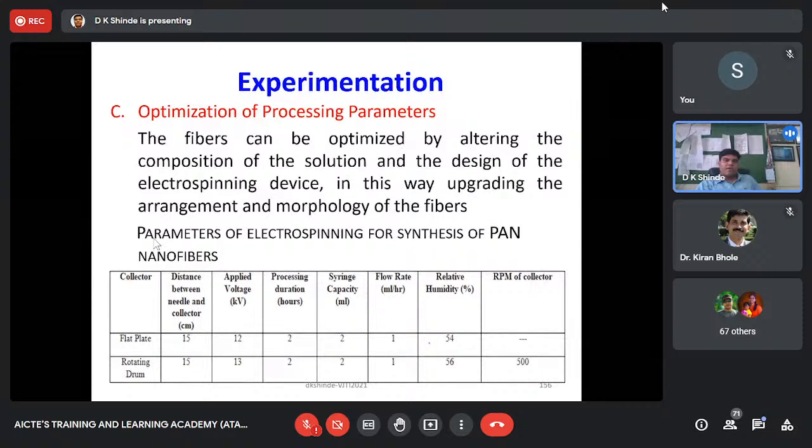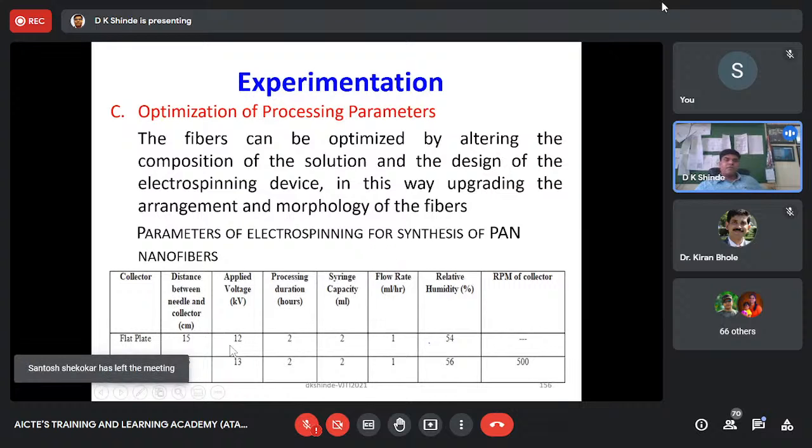So we have optimized some of those fiber electrospinning with the help of flat plate and drum plate collectors. These are the optimized parameters which we have set so far and published this research in the Vasset Journal of Material Science and Metallurgical Engineering, an international journal.